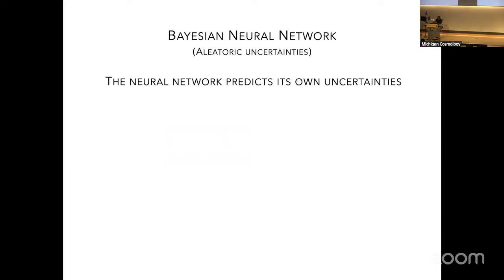All right, so let's talk about BNNs and approximate BNNs. The idea behind a Bayesian neural network is that we want to capture those two sources of uncertainty. The first thing we're going to do is, instead of having the neural network predict a point estimate for the quantity I want, have it predict the distribution of that parameter. So the neural network estimates its own uncertainties.